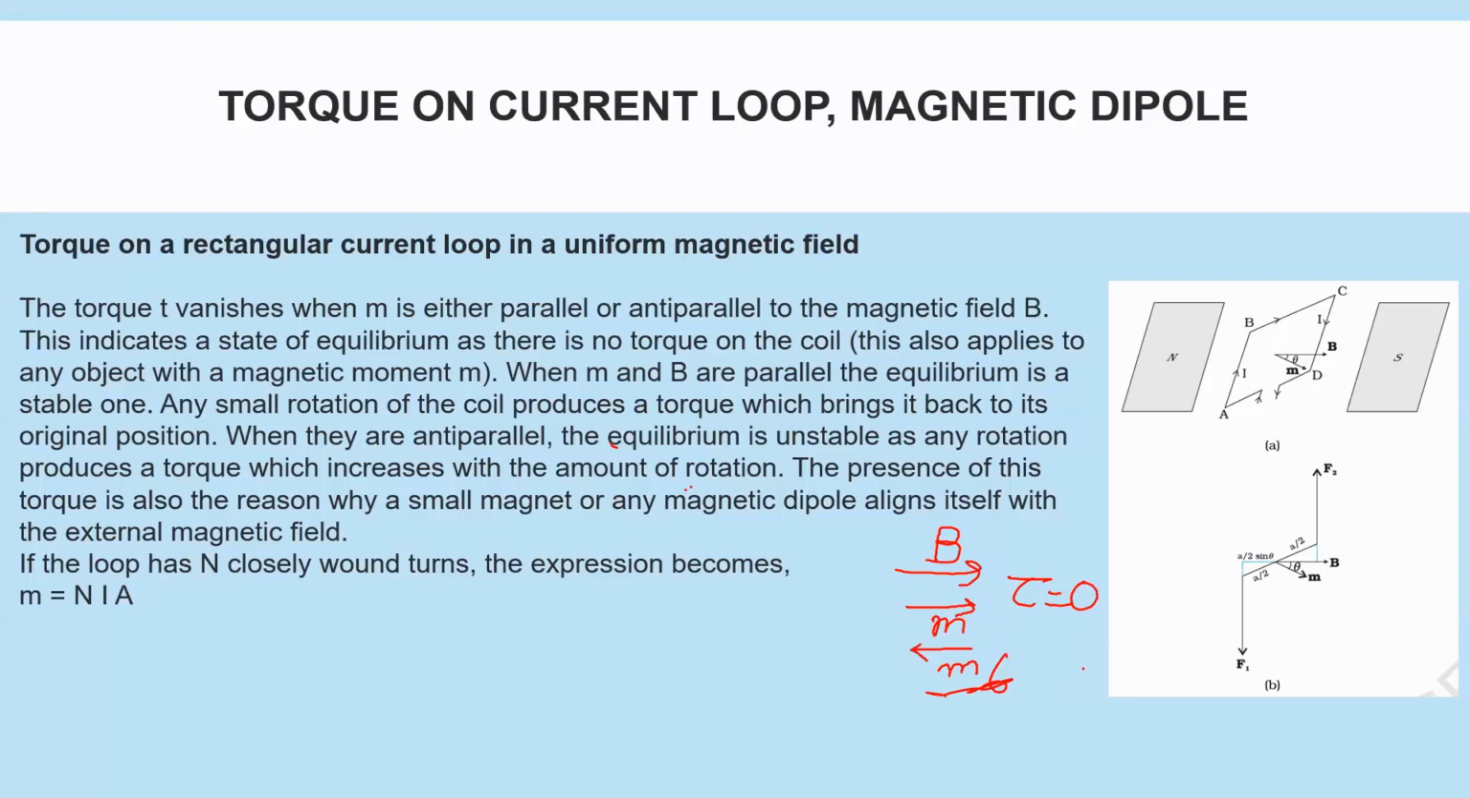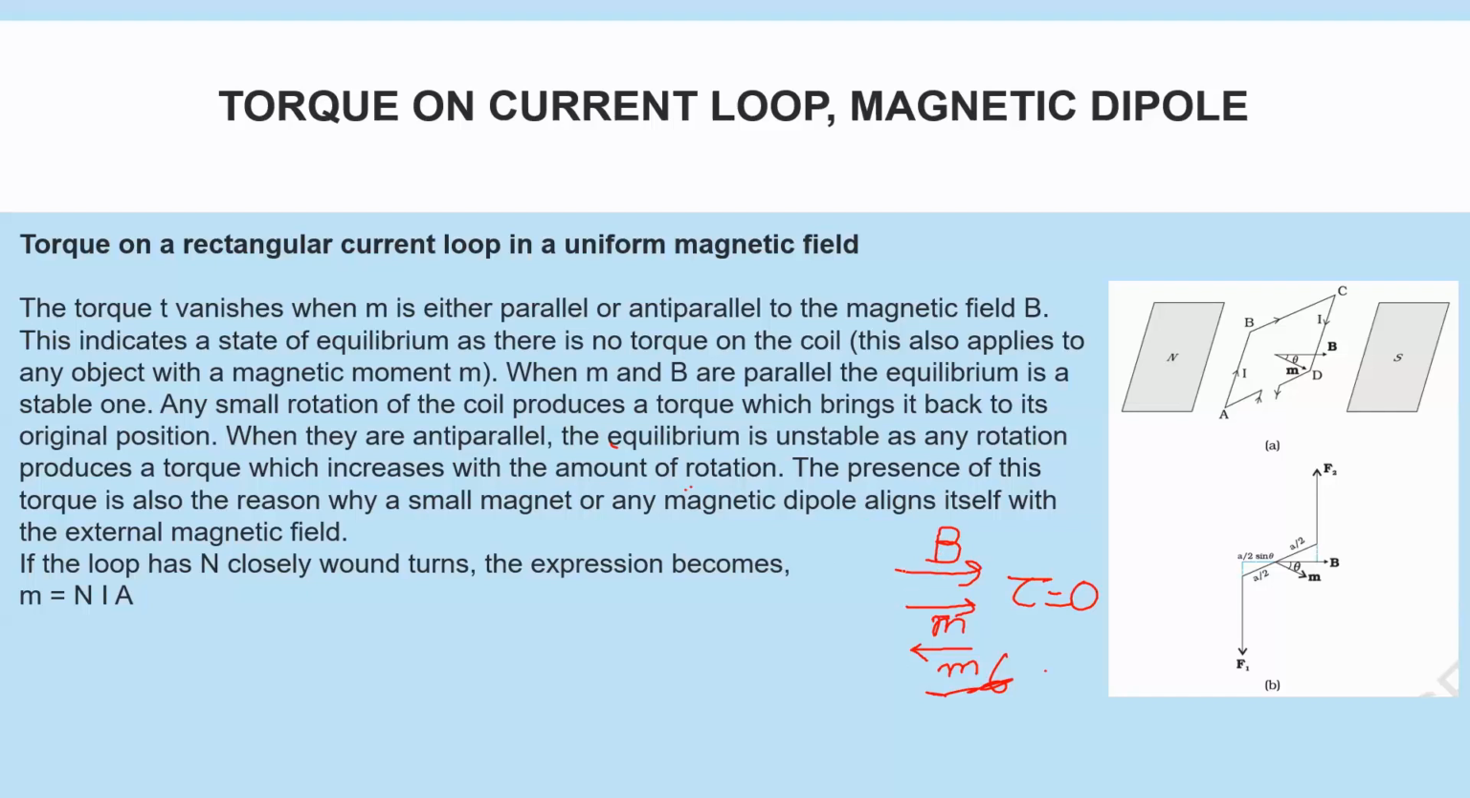This will also apply to any object with a magnetic moment M. When M and B are parallel, the equilibrium is a stable one. So the equilibrium state that is attained when both of these are in the parallel direction is going to be a stable one. If any small rotation is carried out on the coil, a torque will be produced which will again bring it back to its original position.